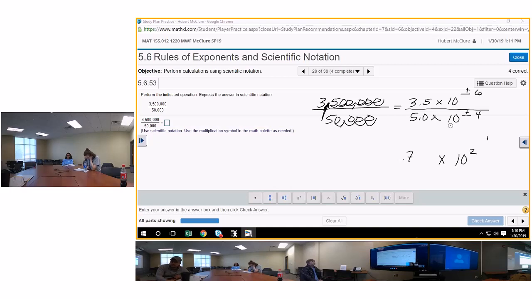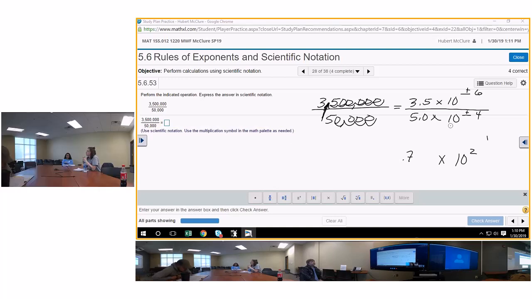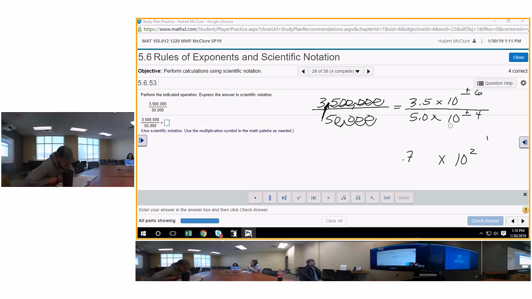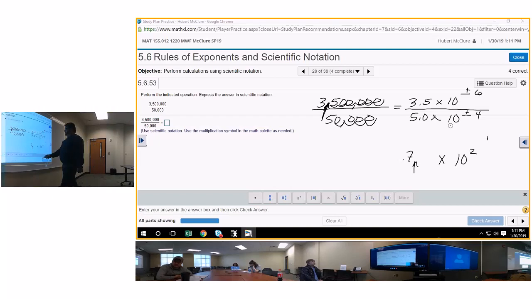What's the definition of a law? What's the definition of scientific notation? Y'all don't know the definition. Placing the number to the right of the first number greater than 0. So I got to move it.